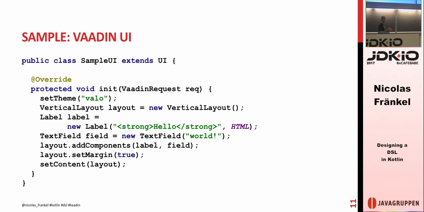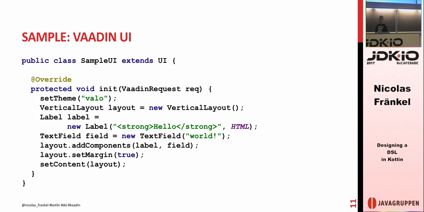Vaadin is the best framework for web in Java because it lets you program web applications using only Java, no JavaScript, no nothing, no CSS. Really, you can, but by default, you can create a UI that runs on a web server and present that to your user only in Java.